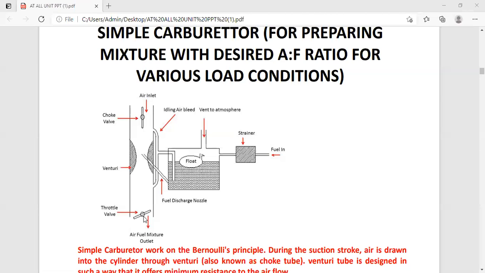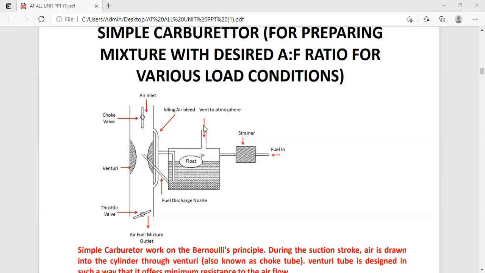The throttle wall we open as we are accelerating. So at the starting, when we are using the choke, a rich mixture will be supplied to the engine cylinder. Now how pressure differentiation takes place, now you are going to see.